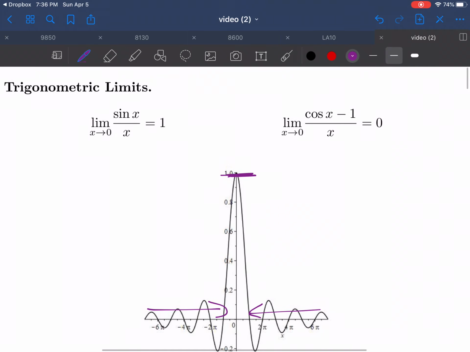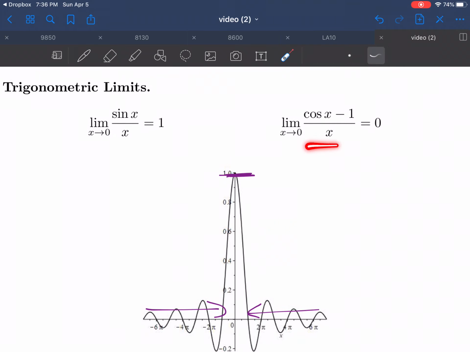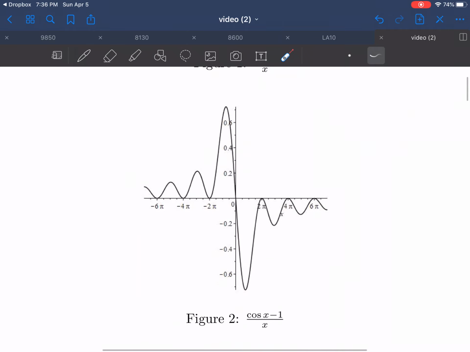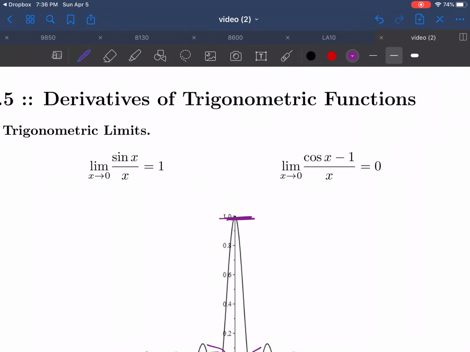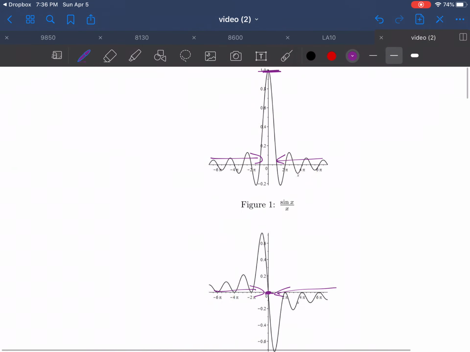We also have the limit of cosine x minus 1 divided by x, and the limit of that as x approaches 0 is going to be equal to 0. If we look at the graph of that function, as x approaches 0, your function is equal to 0. So those are two limits that are going to be important as we move on.